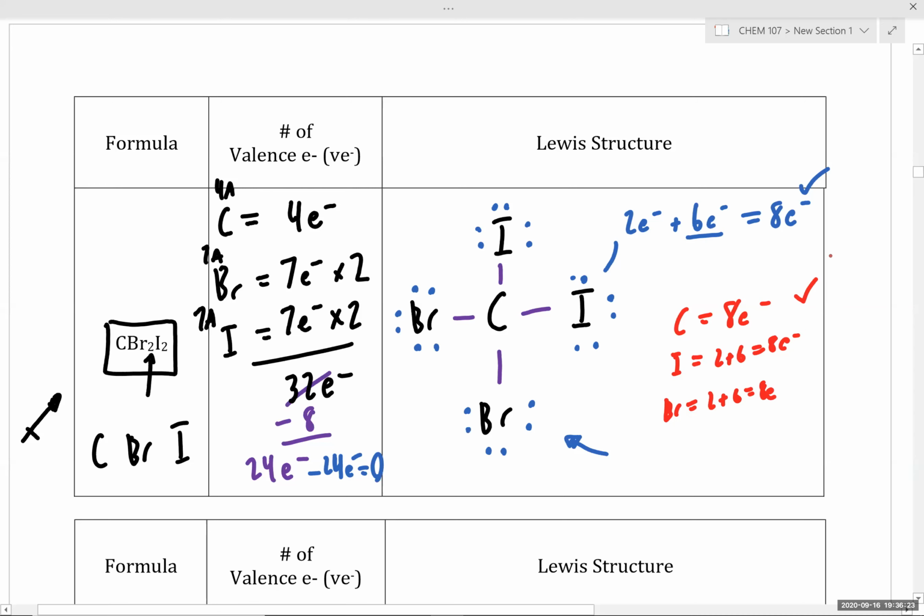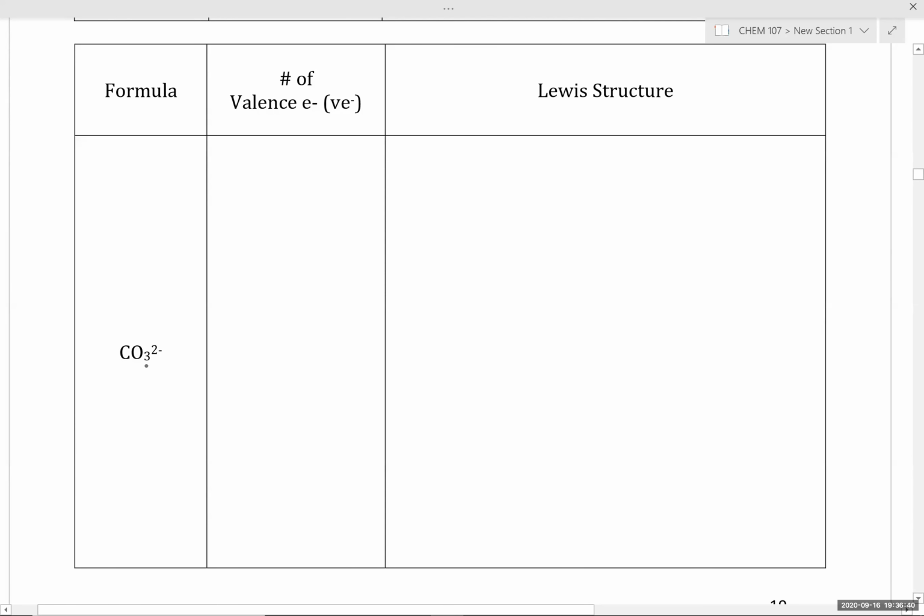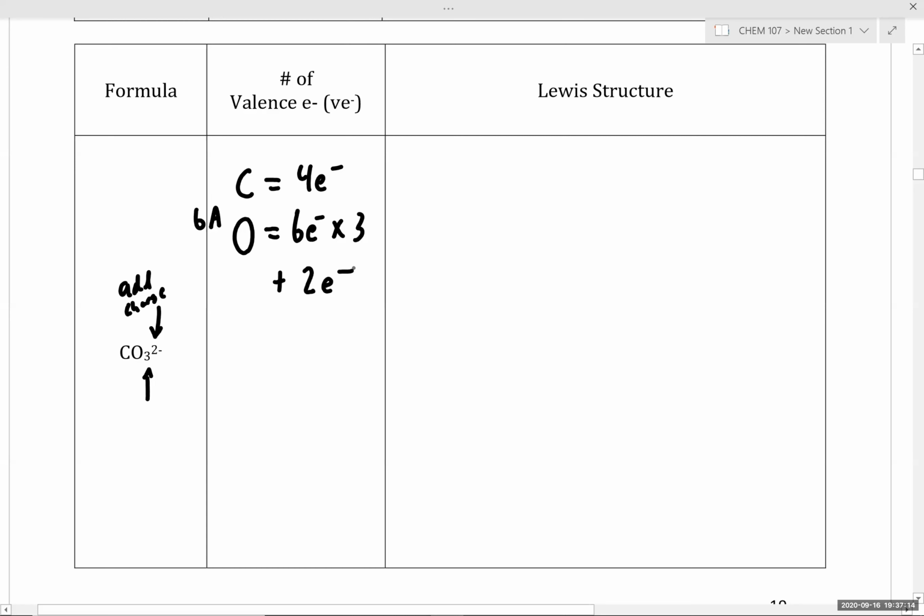We'll do another example where we have to form a double or triple bond. So let's look at the following example: carbonate. Let's count our electrons. For carbon, we have 4. How many electrons does oxygen contribute as a 6A element? 6. And how many oxygens do we have? 3, or 18. And then because we have an anion, we have to add the charge. So we add 2 electrons to our total because the anion indicates we have 2 extra electrons. That gives us 24 electrons in total.